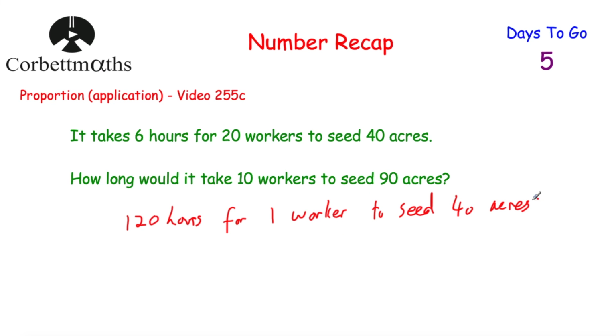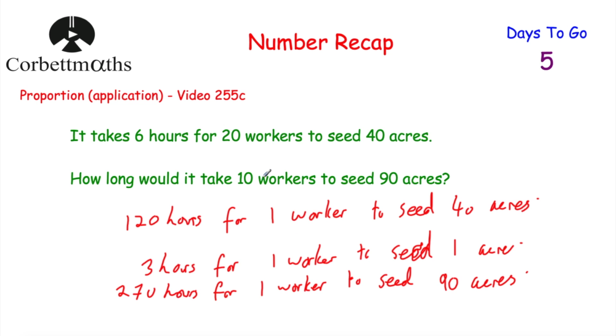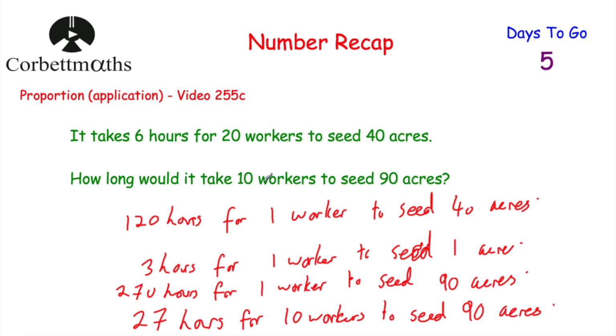90 acres. So let's divide this by 40 and see how long it takes one worker to seed 1 acre. So we've now found out it takes 3 hours for a worker to seed 1 acre. We want 90 acres, so it'll take 90 times longer, so that'll be 270. And then finally, that's one worker. We've actually got 10 workers, so that would take 10 times less time. And that's it. How long would it take 10 workers to seed 90 acres? The answer would be 27 hours.